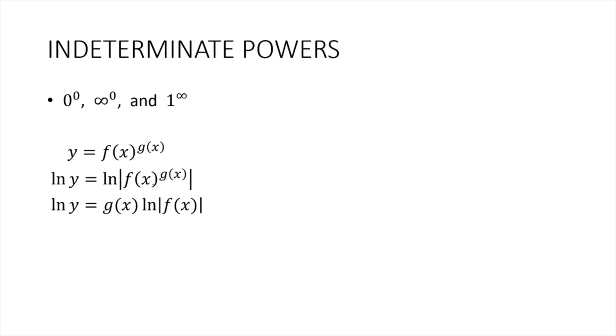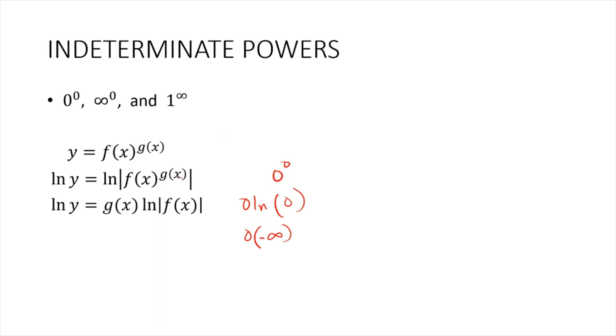Now let's say f of x raised to g of x is 0 raised to 0. So this will give us g of x, where g of x is 0, ln of f of x, where f of x is 0. Okay, so we have 0 ln of 0, where ln of 0 is negative infinity. So we have 0 times negative infinity. Okay, and if you can still recall, this is an indeterminate product. So it's an indeterminate.